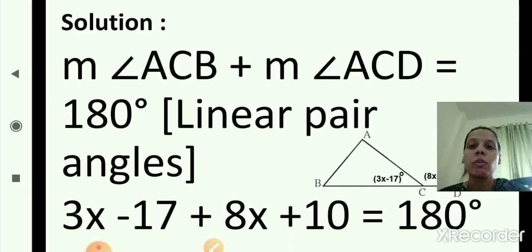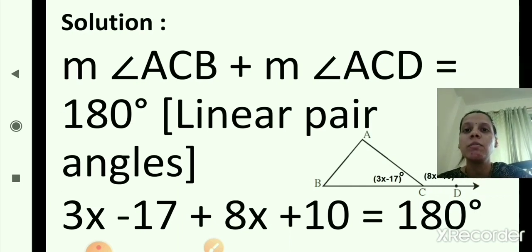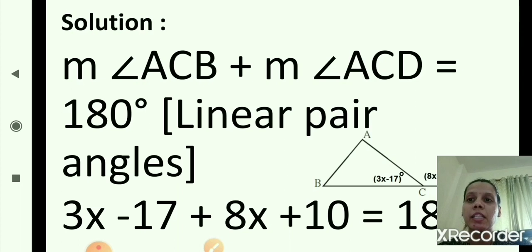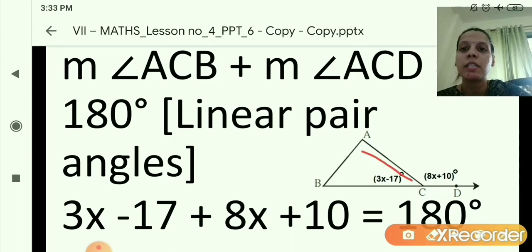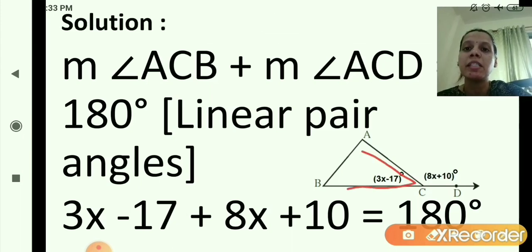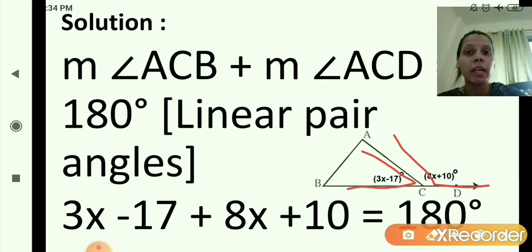Okay. So in the solution, first we will write down: measure of angle ACB plus measure of angle ACD is equal to 180 degree. Now we will see in the figure. This is the measure of angle ACB and this angle is the measure of angle ACD, and their sum is equal to 180 degree. Why? Because they are angles in a linear pair. So in the bracket you will write down the reason, linear pair angles. Correct? Angles in a linear pair always measure 180 degree.